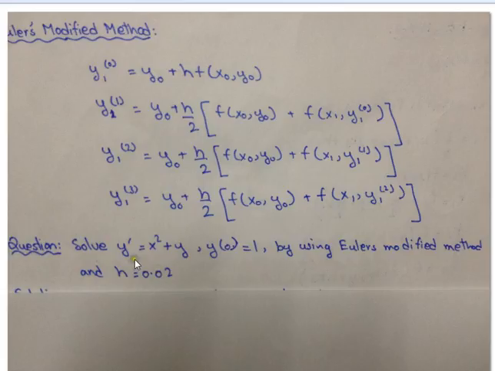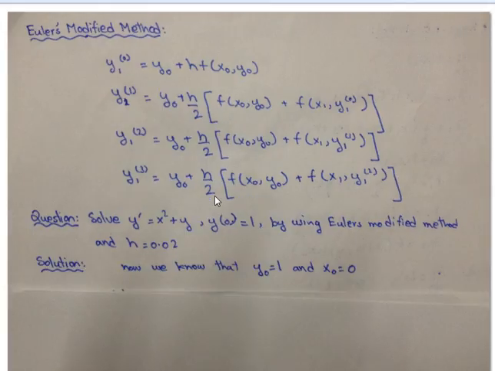And this is the question. We are given the derivative of y, which is equal to x squared plus y. Initial values are given: when x is equal to 0, y is equal to 1, and we will use Euler's modified method. We can see that h is equal to 0.02, and h is the step size used to get the value. Starting now, we know that the initial value y is equal to 1 and x is equal to 0.